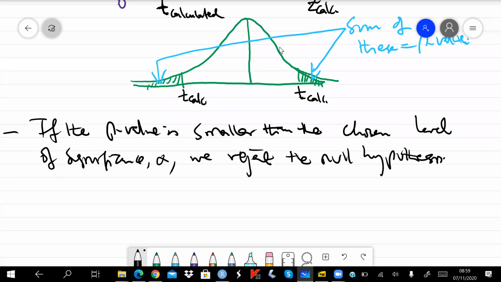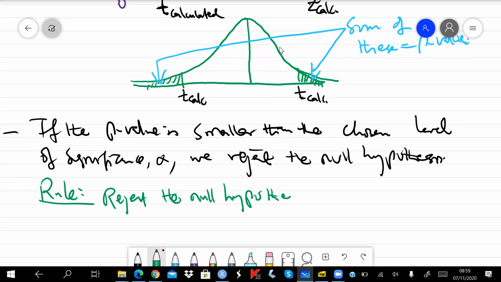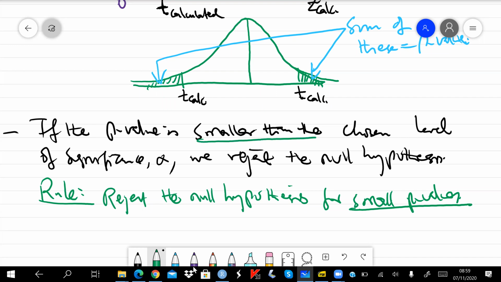Okay. So the general rule, let me repeat that. The rule is reject the null hypothesis for small p-values. And what we are calling small p-values is defined by this: if the p-value is smaller than the chosen level of significance.